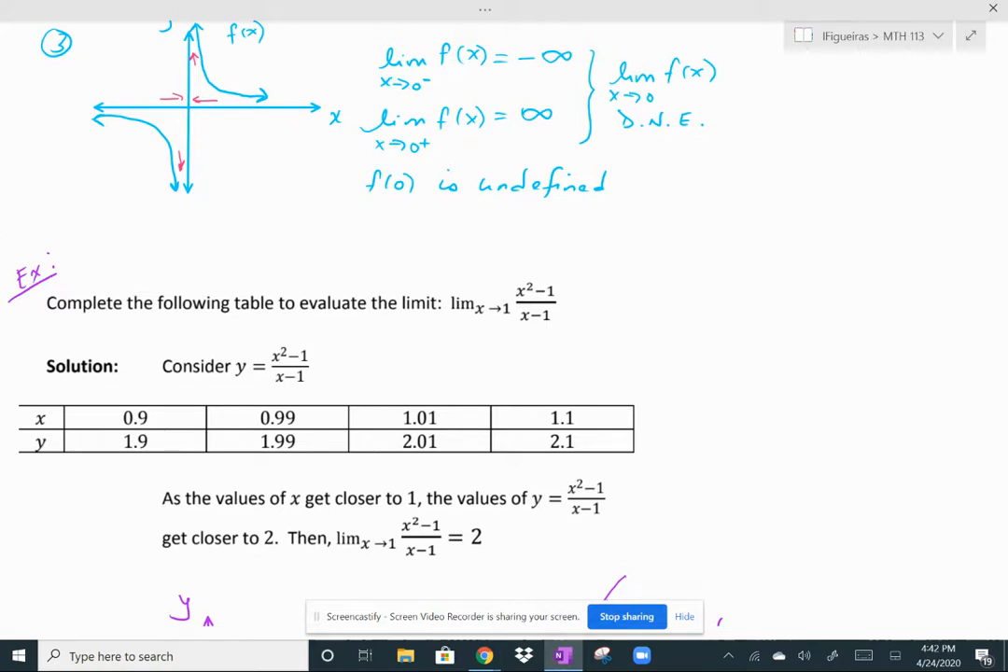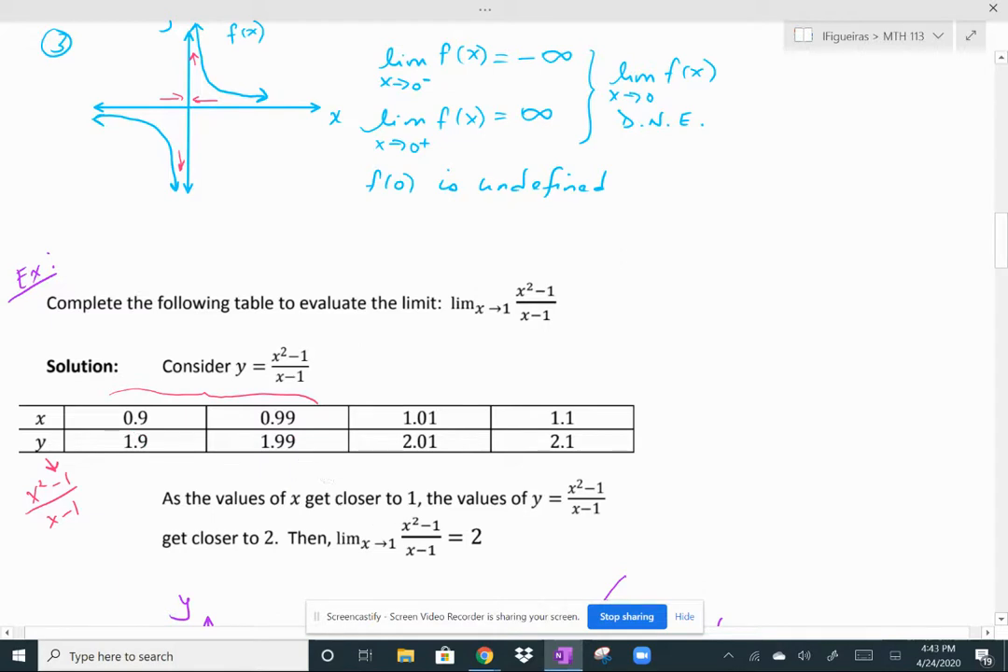What that means is you're going to pick values that are close to 1 from the left side and the right side of 1. So here are my x values. Notice that this is the left side of 1. So 0.9 is close to 1, 0.99 is even closer. And when I plug them into y, and y is your function, x squared minus 1 over x minus 1, I get the values here below. When you plug in 0.9, your y value is 1.9. When you plug in 0.99, your y value is 1.99.